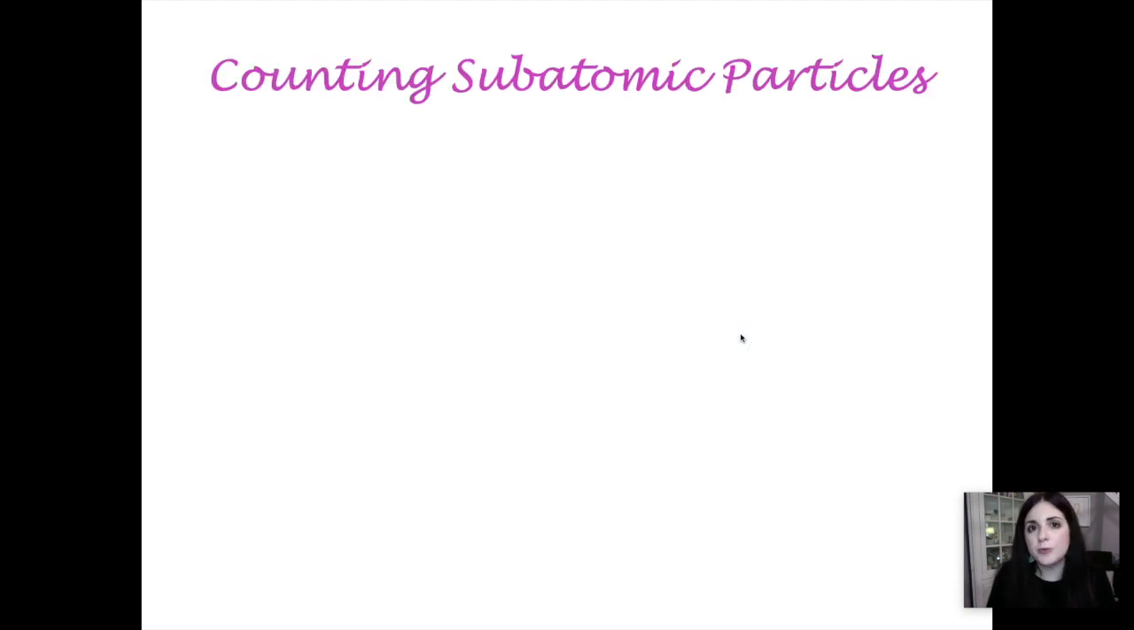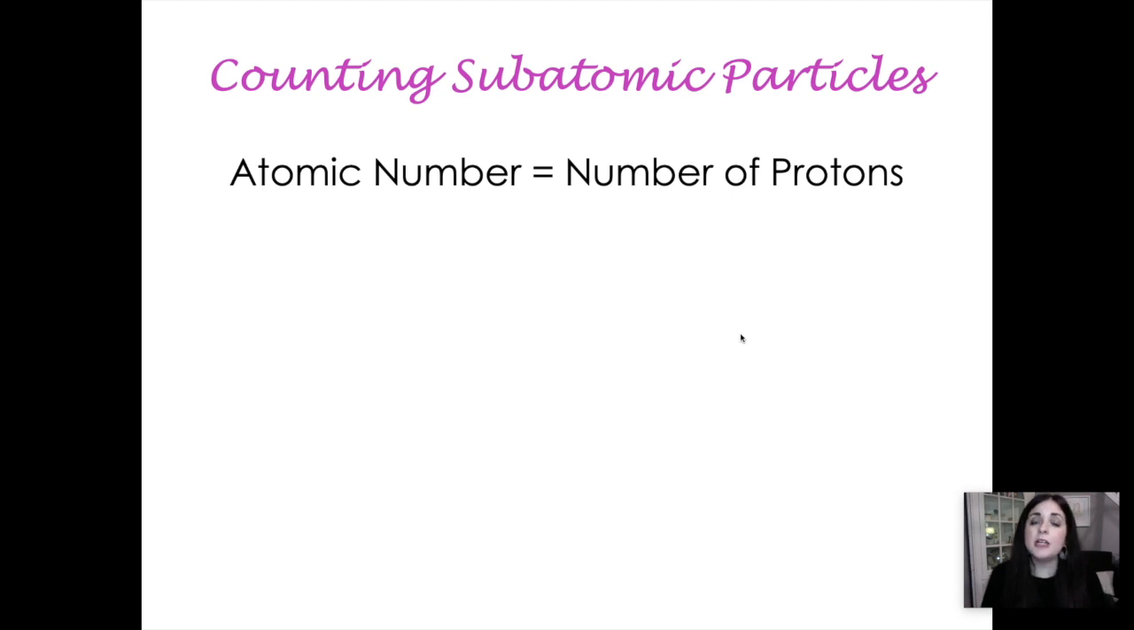And we can count the number of subatomic particles, the number of protons, neutrons and electrons in atoms. How do we do that? Of course, the atomic number, like we said, is equal to your number of protons. So hydrogen has an atomic number of 1. That means it has one proton in its nucleus. Zinc has an atomic number of 30. That means it has 30 protons in its nucleus.